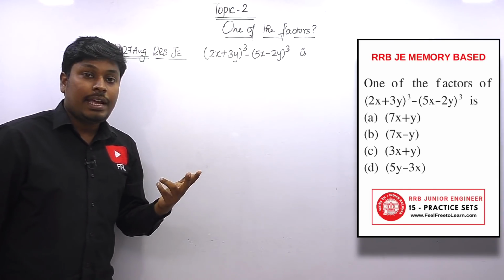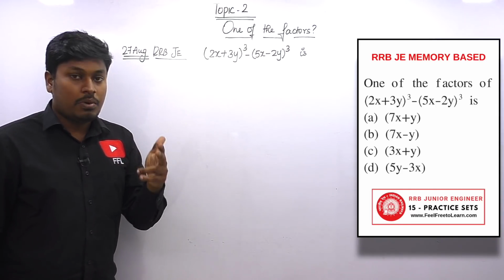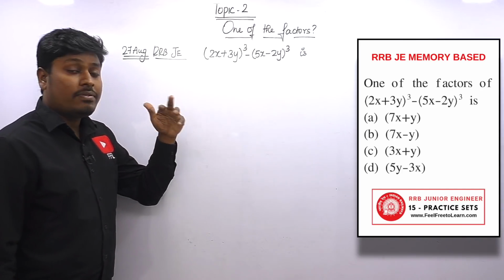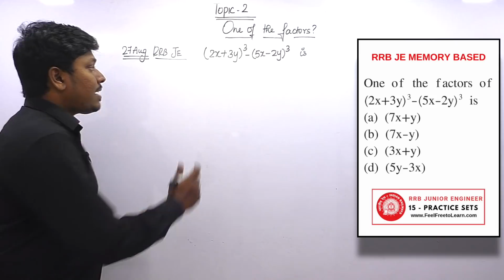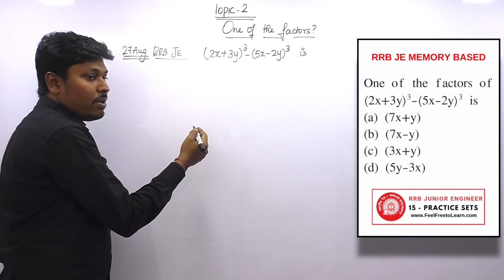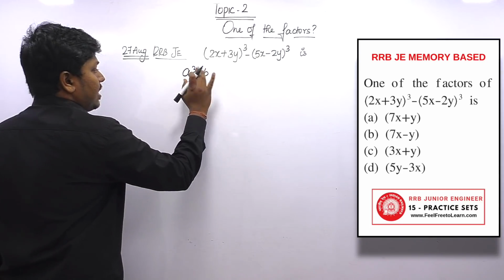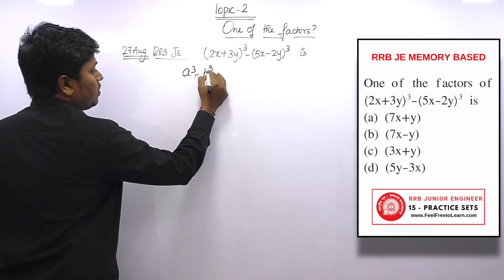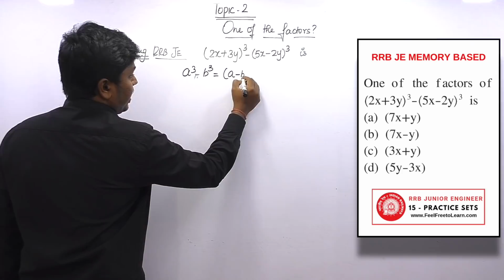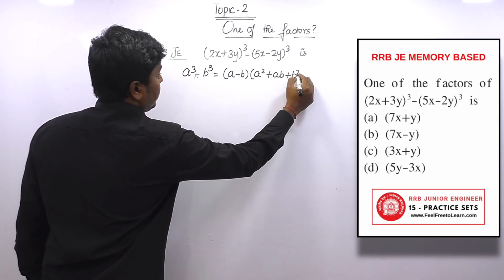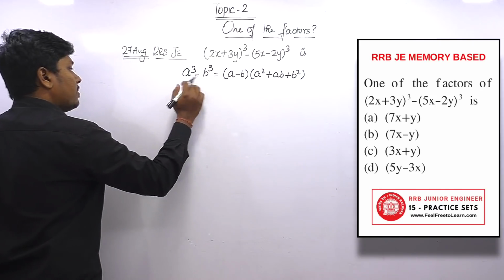So what is the formula for a cube plus b cube? a plus b the whole cube minus 3ab into a plus b. So this will be the formula for a cube plus b cube. If it is a cube minus b cube, there is another formula where you can easily crack this question. See here, a cube minus b cube is equal to a minus b into a square plus ab plus b square. So kindly note down this formula.